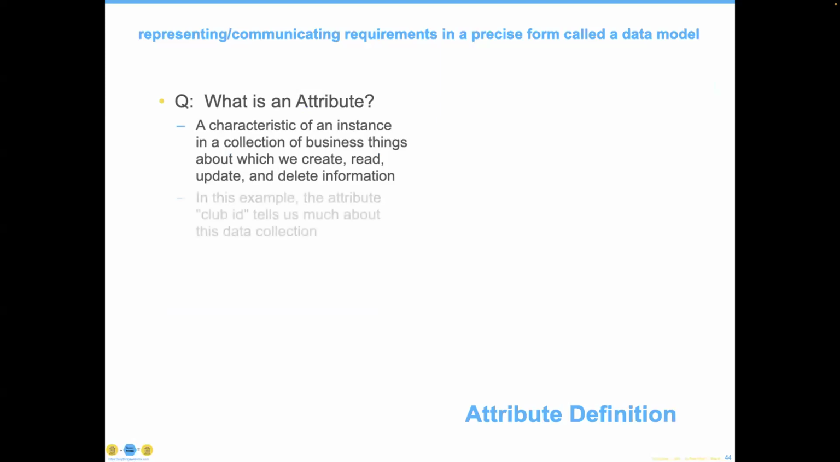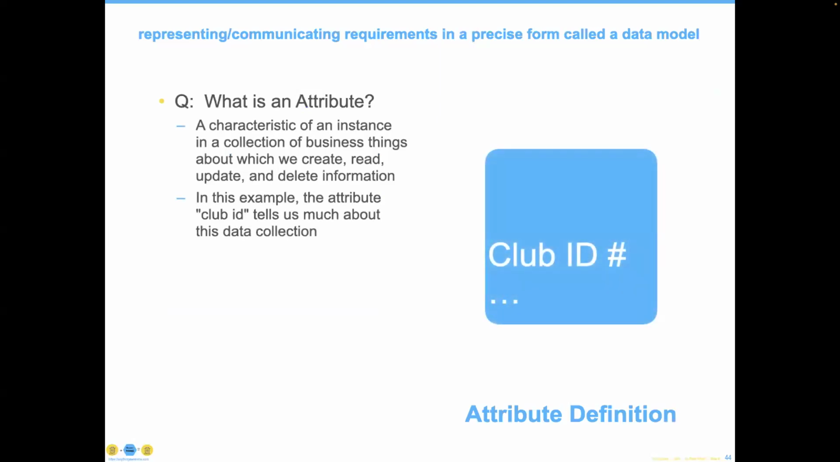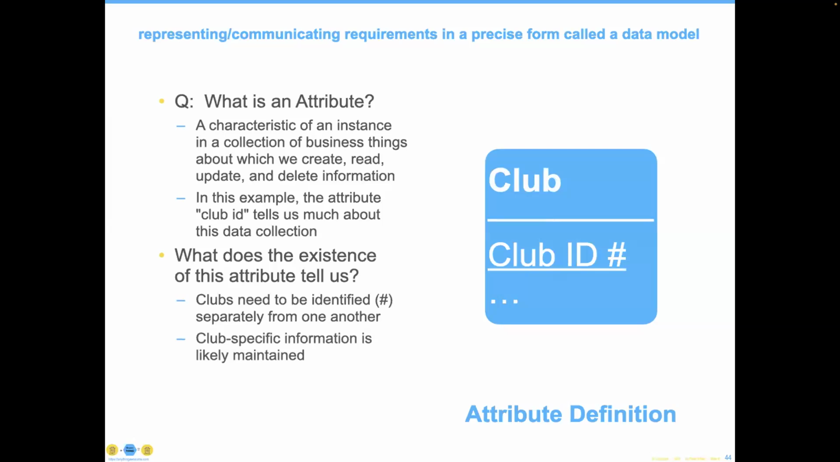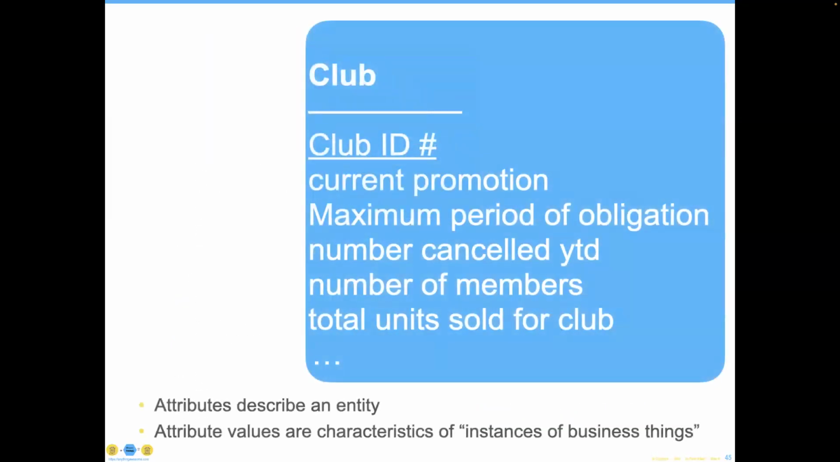So the attribute is the characteristic of an instance of a business thing. Again, here I have an attribute, club ID, that tells us something about this data collection. In particular, clubs need to be identified separately from one another, because we use the little pound sign there to tell us that it's a primary key. Club-specific information is therefore likely maintained, and some organizational-level concept exists above the club level in the abstraction that we're looking at. So here's club ID in the context of several other things.